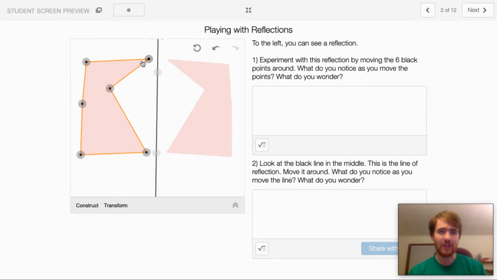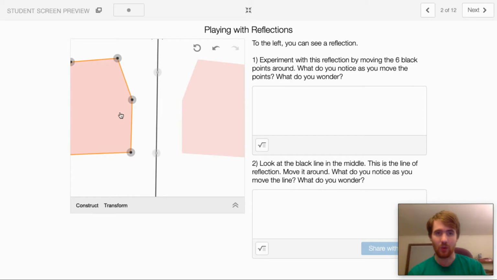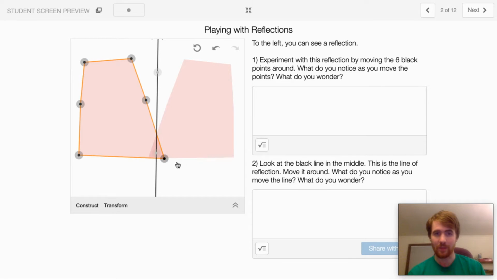So if you have this activity, you can play with it and see how it changes. You'll notice if I move something closer to the line, it gets closer on the other side. If I move the whole shape further away, it gets further away. Move the whole shape closer, it gets closer. Reflections can be on both sides, right? So now part of it's on this side, which means part of the reflection is going to be on the original side.